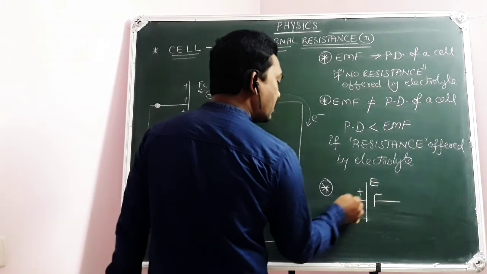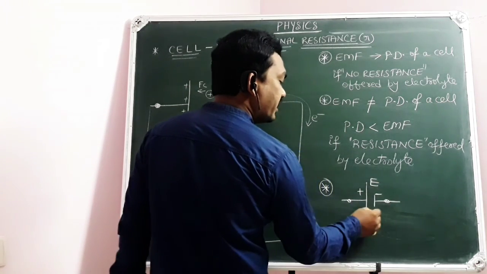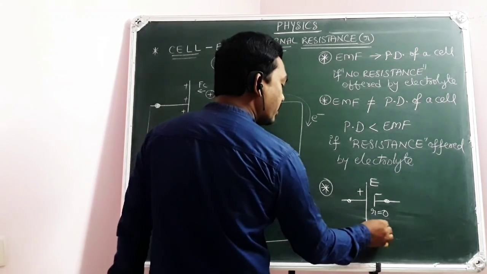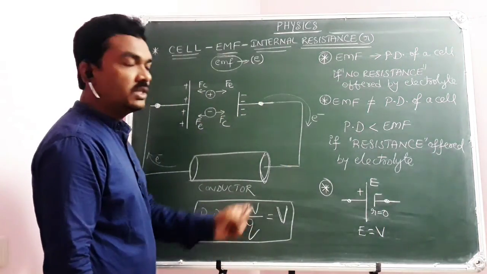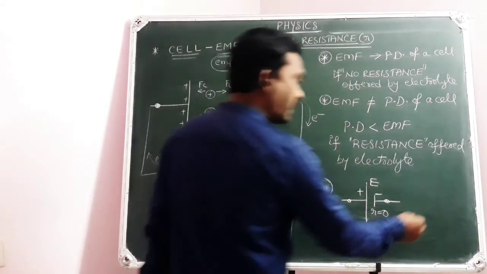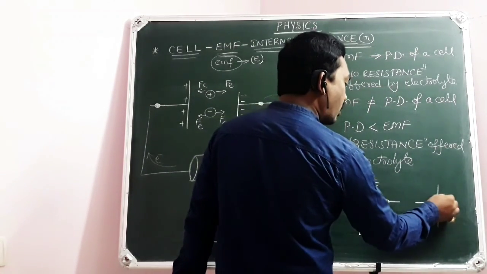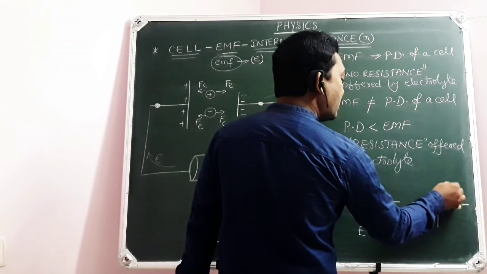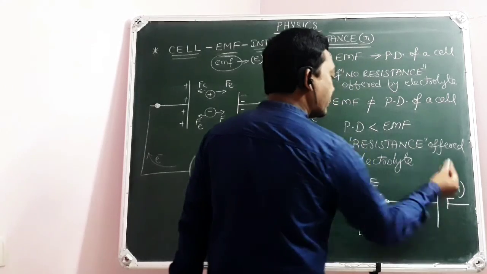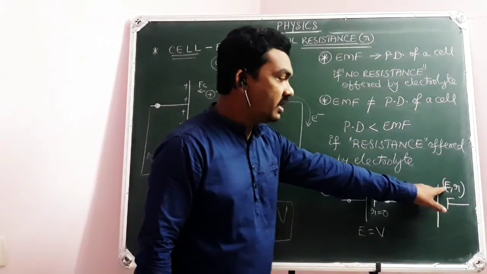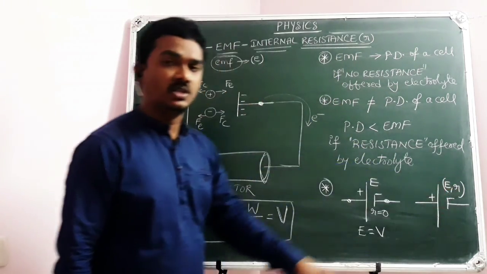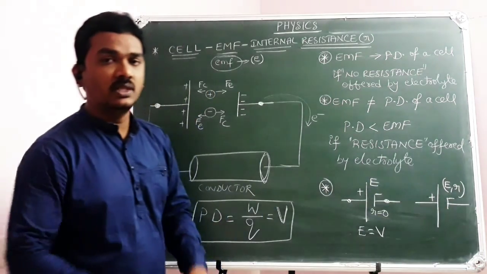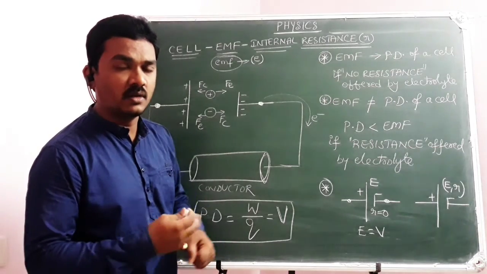A cell whose EMF is E with internal resistance 0. Then this E will be equal to V. The electromotive force is equal to potential difference across the terminals of the cell. But when the cell is offering some internal resistance, we represent it in this way: capital E comma small r within open brackets. It means a cell of EMF E has some internal resistance, offering some internal resistance for the ions flow through the electrolyte between the two plates, between the two terminals of the cell.